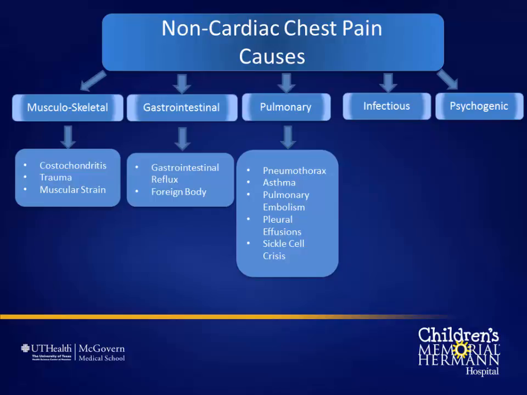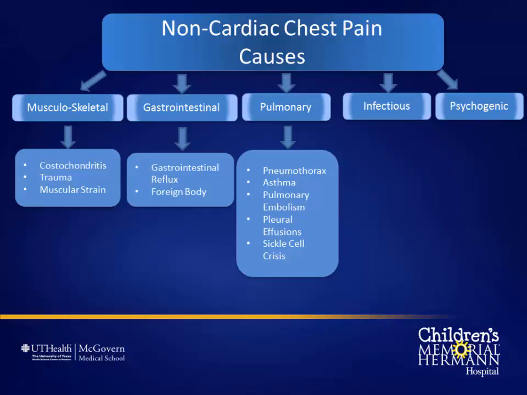Pleural effusions are when fluid is on the lungs, and it can be caused by infection. Pleural effusions are another cause of chest pain, and it's when there is fluid in the lung or around the lung, and usually it's because of an infection. So it causes irritation to the chest wall, and that can cause chest pain. And last but not least, there's sickle cell crisis. Whenever you have sickle cell disease, there are abnormal red blood cell shapes and they can clump together. And when that happens in the chest wall, it can cause chest pain.